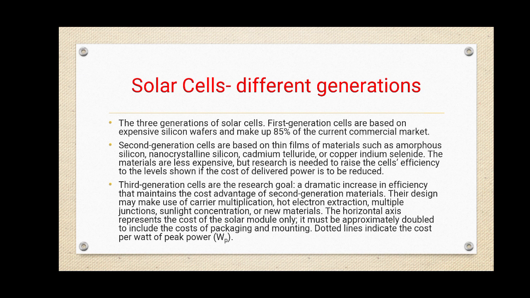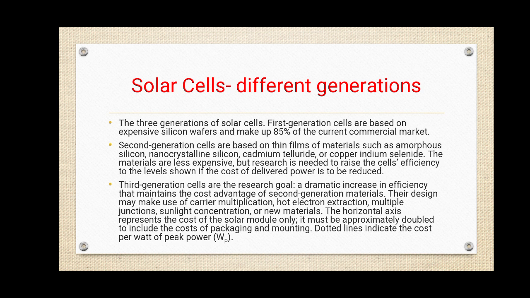Now I would like to explain how there are different generations of solar cells present globally. The three generations of solar cells. First generation cells are based on expensive silicon wafers and make up 85% of the current commercial market. Second generation cells are made up of silicon, nanocrystalline silicon, cadmium telluride, or copper indium selenide. The materials are less expensive, but research is needed to raise the cell's efficiency to lower the cost of delivered power. The third generation cells are a research goal: a dramatic increase in efficiency that maintains the cost advantage of second generation materials. So these are the differences between the first, second, and third generation cells.